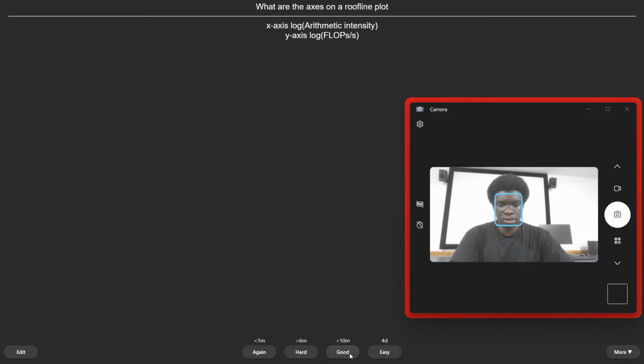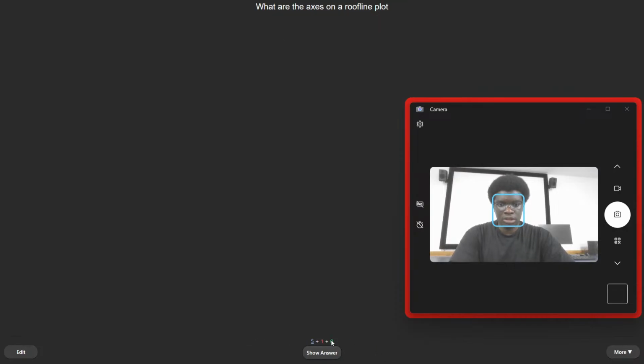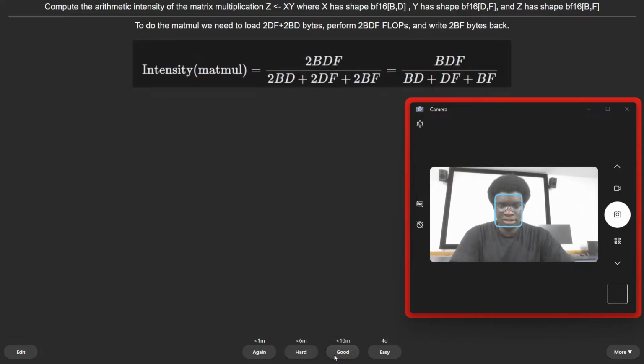Yep. Is this duplicated? Okay, I don't know what went on there. Compute the arithmetic intensity of the matrix multiplication. Z gets XY, where X has shape BD, Y has shape DF, and Z has... Oh, why is this showing the answer? I'm just going to do it again.